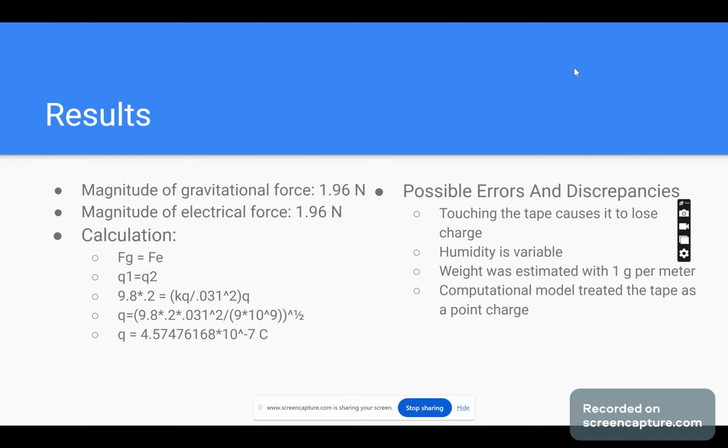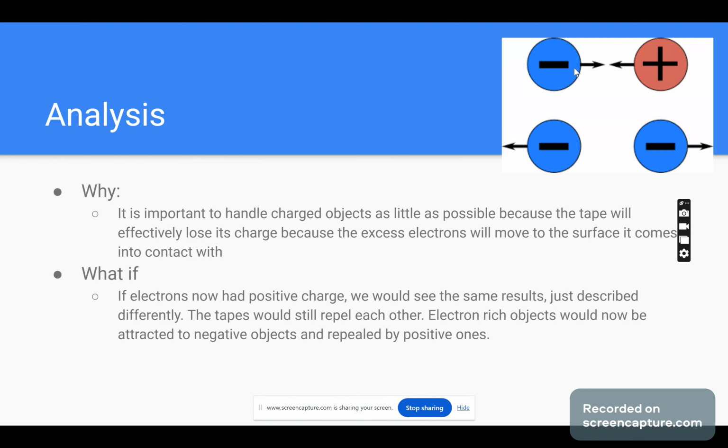And so some possible errors and discrepancies. Touching the tape causes it to lose its charge. We might have accidentally touched the tape. The humidity in the room is variable. If there was a higher humidity, it would have taken a smaller height for the tape to move, thus having a smaller apparent electrical charge for the tape. And the weight was just an estimate. It wasn't actually measured to be 0.2 grams. Furthermore, the computational model is a simplification that treats the tape as a point charge when in fact we know it's not.